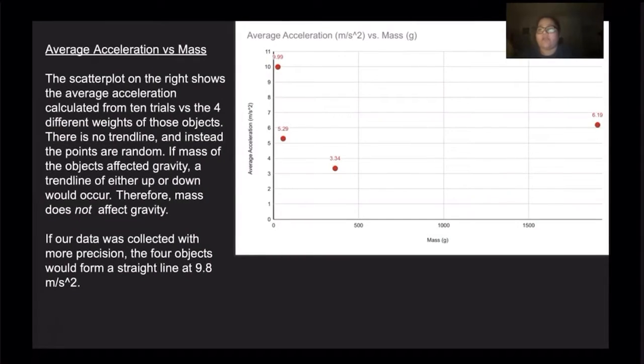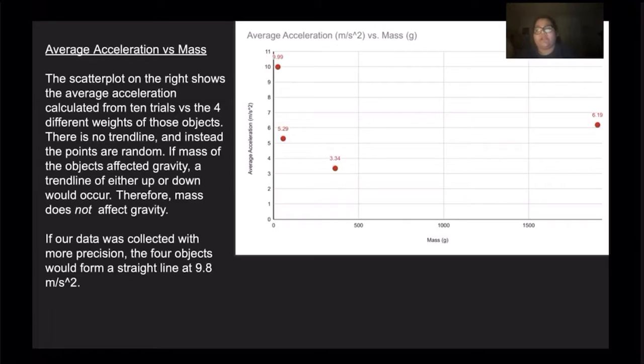Here we have a graph showing the average acceleration, which was measured in meters per second squared, versus the mass that was measured in grams. Here we see 4 points, each indicating the different objects. Each object had a different weight. Here we see that they are all on different spots, so there wasn't a trend line. If the mass of the object had affected gravity, a trend line would have occurred. Therefore, mass does not affect gravity.